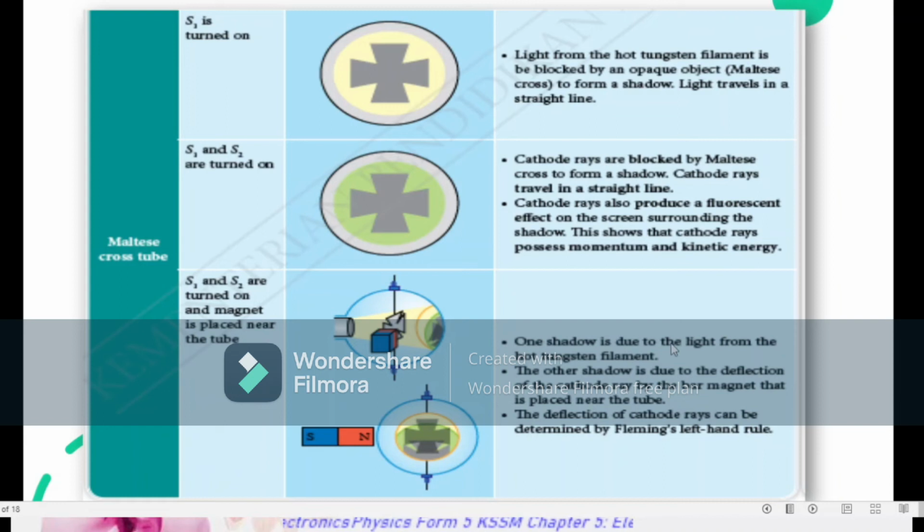One shadow is due to light formed from the hot tungsten filament, which stays at the center. The other shadow is due to deflection of the cathode ray by the bar magnet placed near the tube. Deflection of cathode rays can be determined by Fleming's left-hand rule.